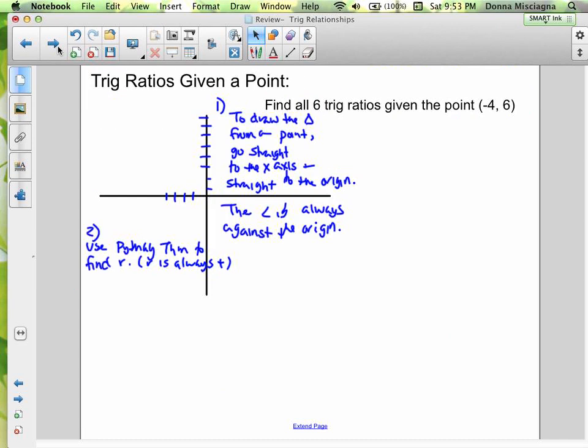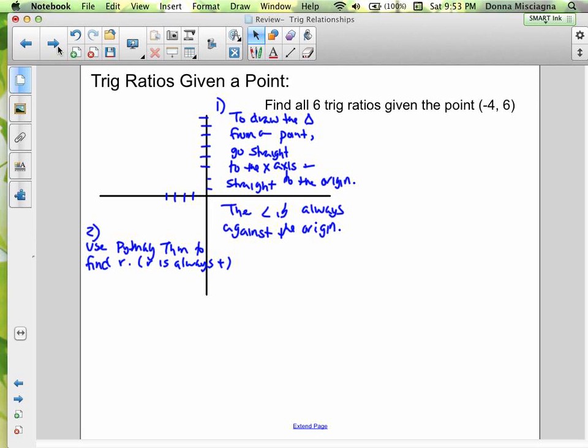All right, so now let's find the trig ratios given a point. Same thing, right? Except now, because the coordinate plane has signs, our trig ratios can have signs. On a triangle, everything's positive, but on the coordinate plane, x can be negative and y can be negative. So we're going to find all 6 trig ratios given the point -4, -6.